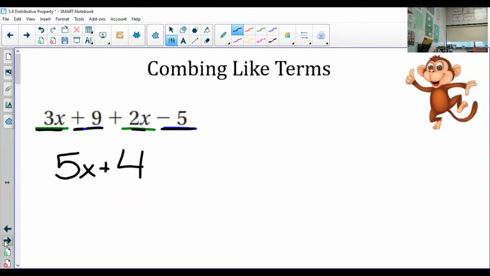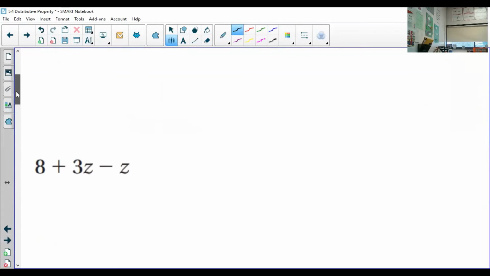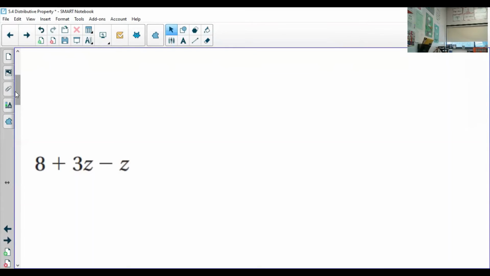It's very important that you pay attention to the signs of these numbers, right? Because this is a minus 5, which means we would have had to subtract the 5 there. You can't forget that. But let's do some more, okay? 8 plus 3z minus z. Well, what are my numbers with no variables? This time I just have the 8. It has no like term. So we just have an 8. And the other like terms I have are z's.